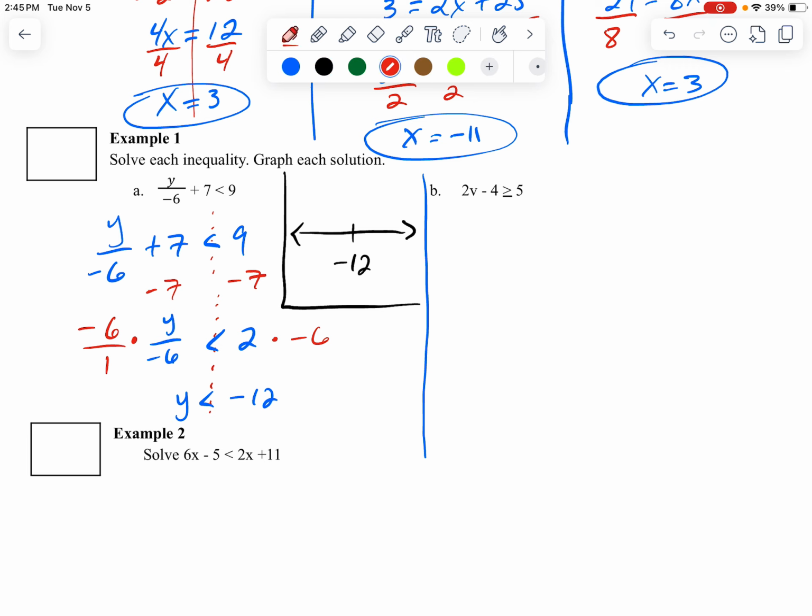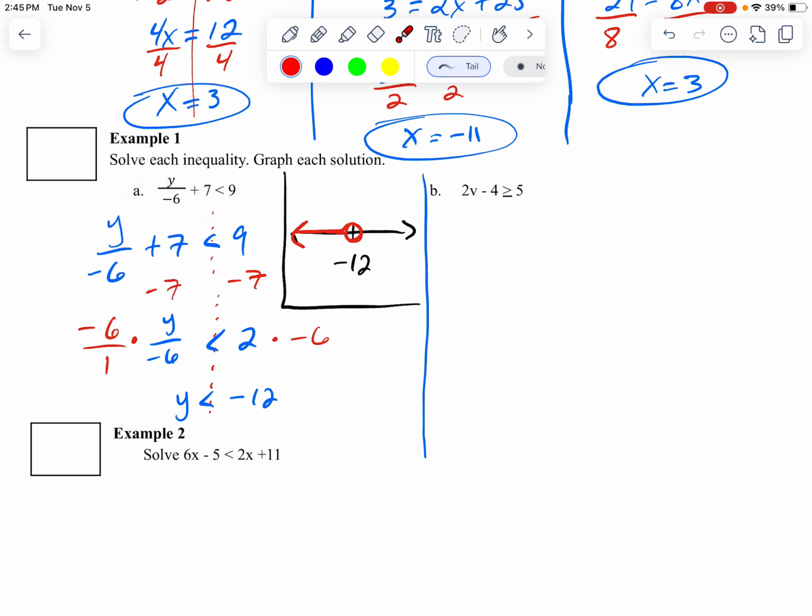Remember, what this means is that everything that I graph is a solution to the equation. If I plugged one of these numbers in, like negative 13 or negative 20 or negative 100, if I plug that in for y, it would make this whole thing true.